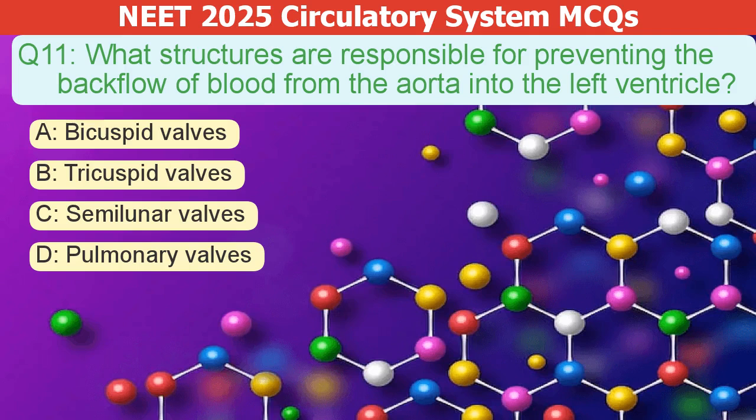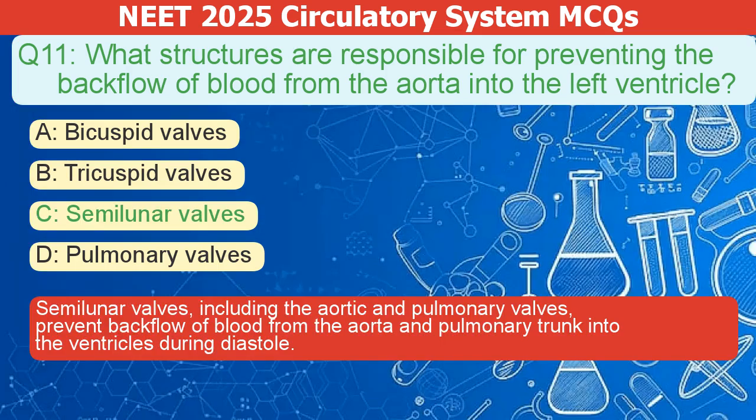What structures prevent backflow of blood from the aorta into the left ventricle? A. Bicuspid valves. B. Tricuspid valves. C. Semilunar valves. D. Pulmonary valves. The correct answer is C. Semilunar valves, including the aortic and pulmonary valves, prevent backflow of blood from the aorta and pulmonary trunk into the ventricles during diastole.